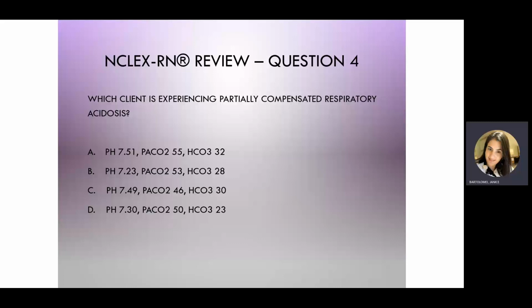I can't tell which is the answer just yet. Now, who compensates? The kidneys. The kidneys compensate by holding on to bicarb. And so if I am holding on to bicarb, my HCO3 has to be greater than 26 because I am holding bicarb to neutralize this acidic state. So therefore, there we go. It's B because look at my HCO3 here. It's 23. Okay, so the answer is B.